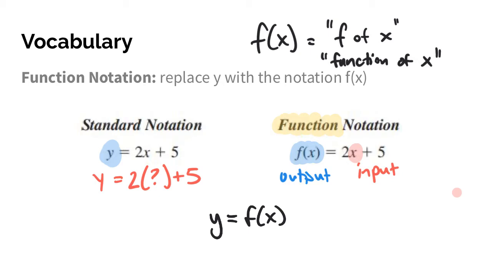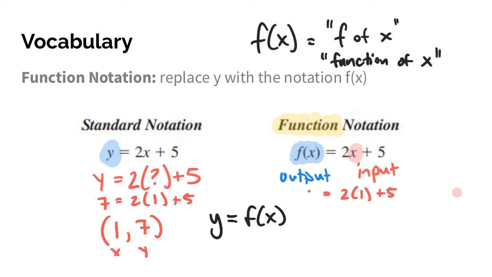In standard notation, let's say that I were to plug in the number 1. So that would have 2 times 1 plus 5. That's going to give me 7 as a result. And the way we would express this is that if my input is 1, my output is 7. In standard form, we'd normally express it as an ordered pair of x and y. In function notation, I would do the same thing. I'm still going to plug in my number 1, 2 times 1 plus 5, and that would give me 7.